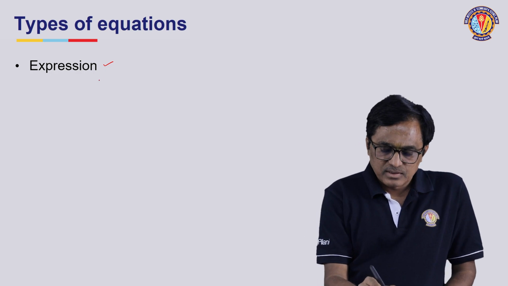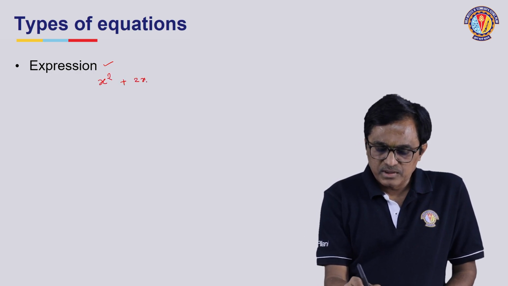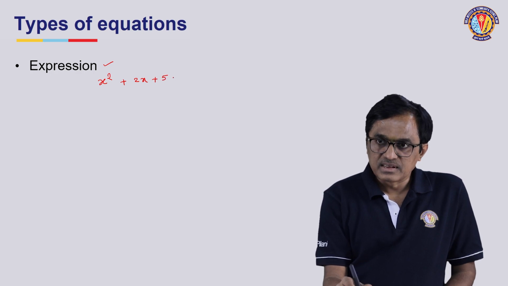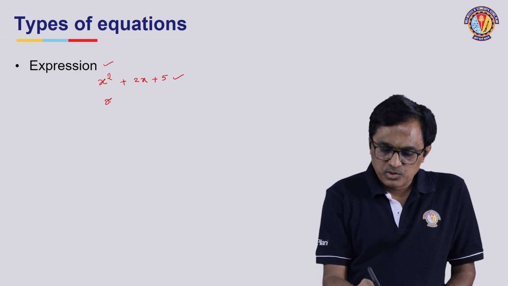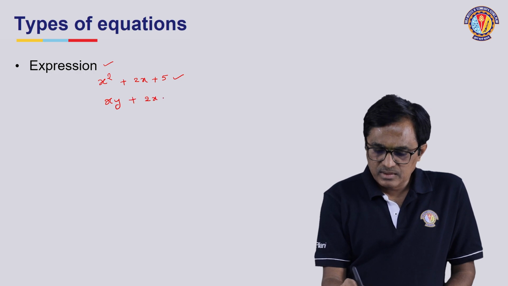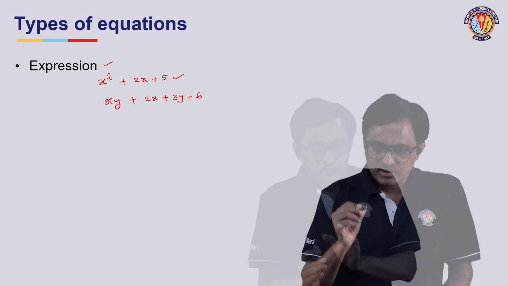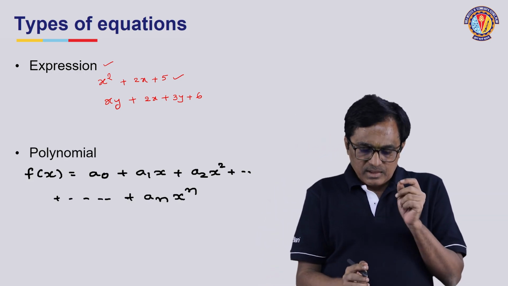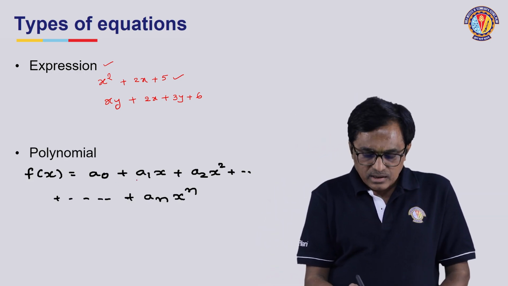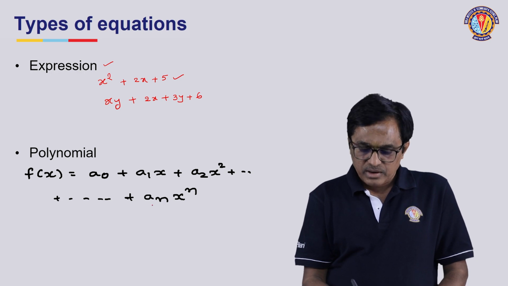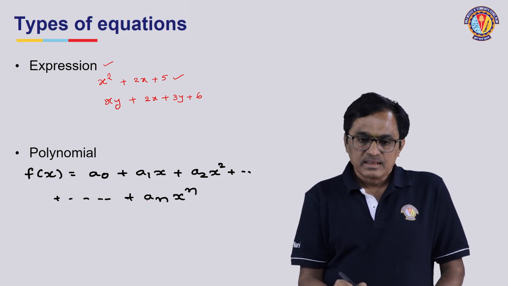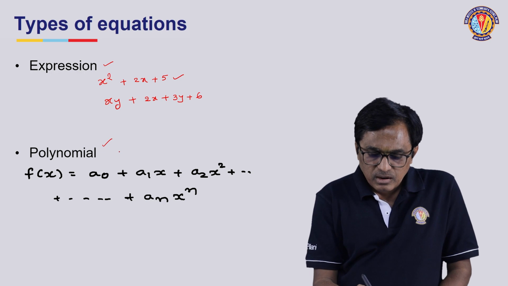Anything like any algebraic, suppose if we take x square plus 2x plus 5, this is an expression involving x. xy plus 2x plus 3y. These are all called algebraic expressions. In particular, if we take the expression of the form a0 plus a1x plus a2x square and so on, an xn, that is called a polynomial of degree n.